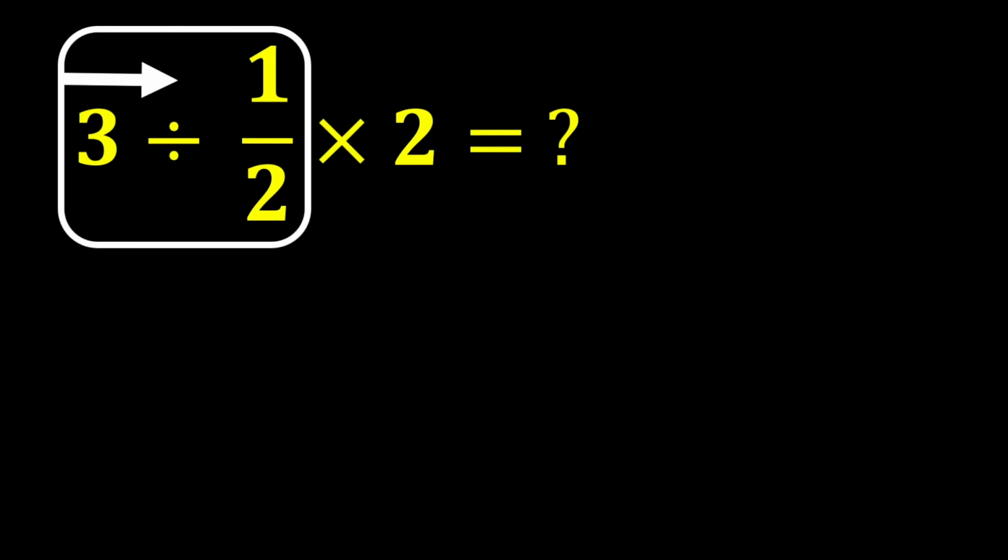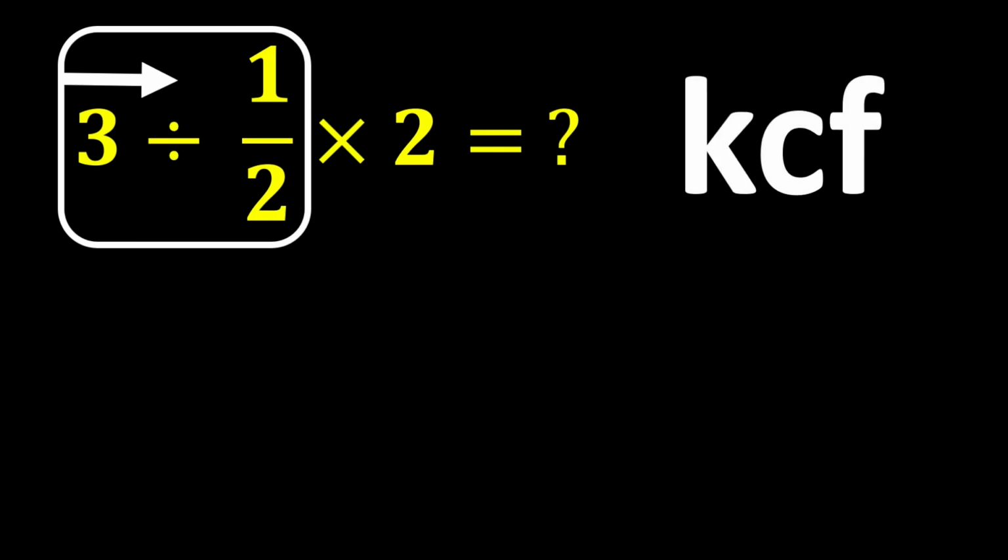3 divided by 1 over 2. To solve this part of the question, we use the KCF rule. This rule is a simple method for dividing fractions. K stands for keep, C stands for change, and F stands for flip.